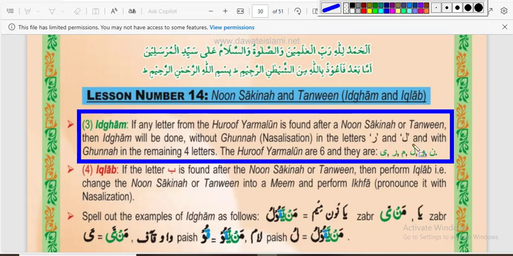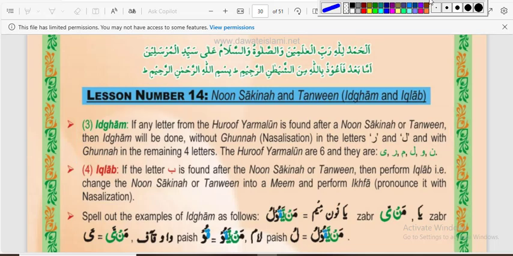And the other 4 letters, noon, waw, mim and ya, the combination of these 4 letters is yu'minu. So in yu'minu letters we mix up and we do gunna, but in lam and ra we just mix up but we don't do gunna.